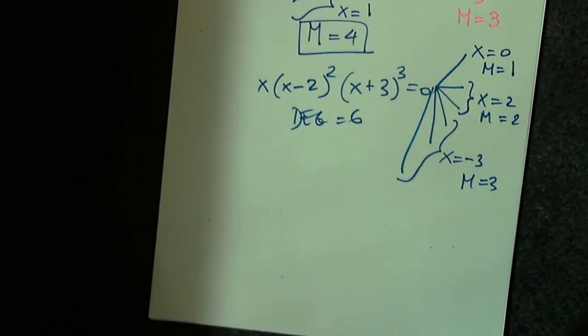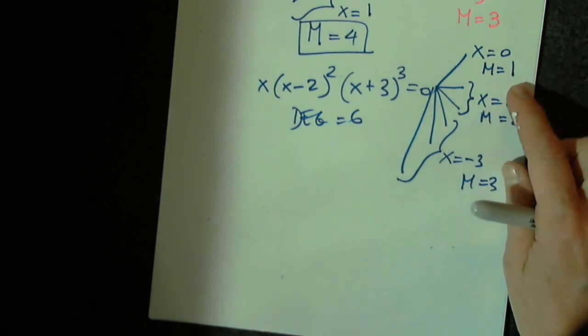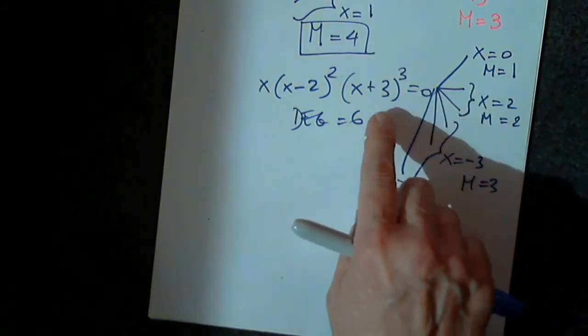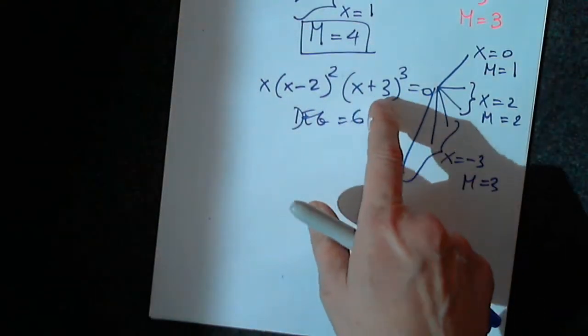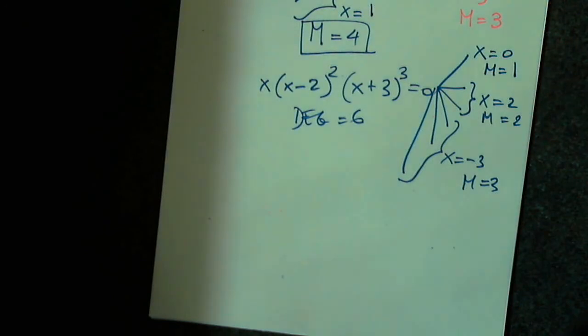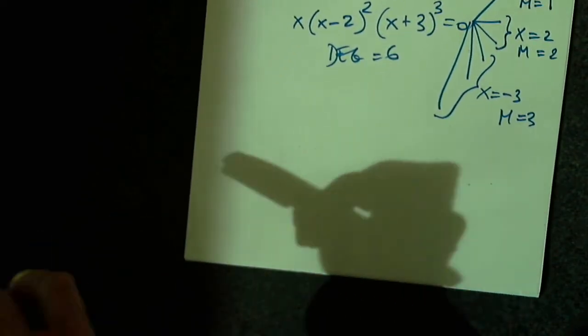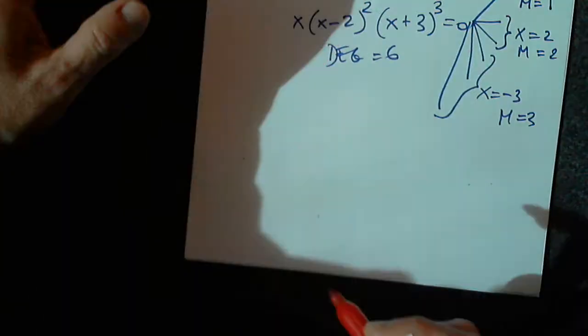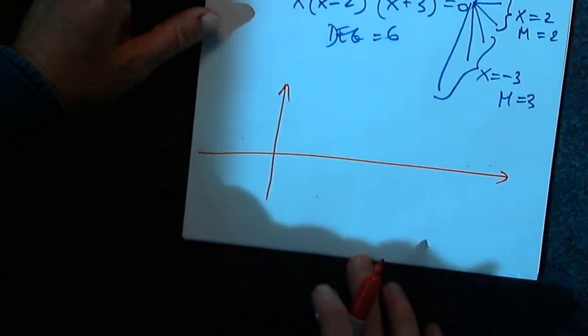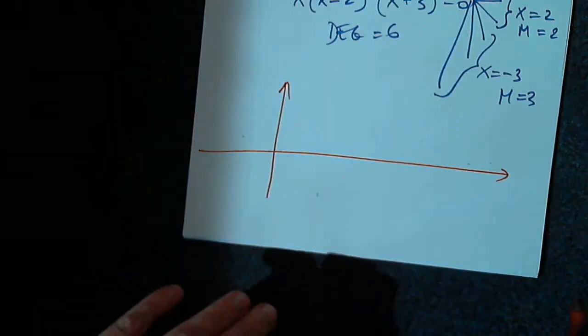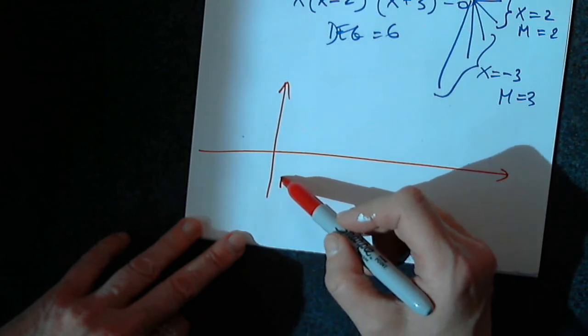The number of times the solution appears. Here x equals 0 appears once, multiplicity 1. Here it appears twice because of the power, so multiplicity 2. Here x equals negative 3 appears 3 times, multiplicity 3. Okay, so what is so important about it? Now here is the final explanation about multiplicities. So I'm going to graph a few situations.